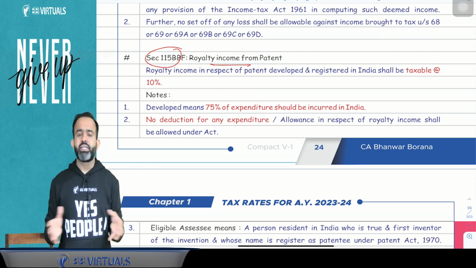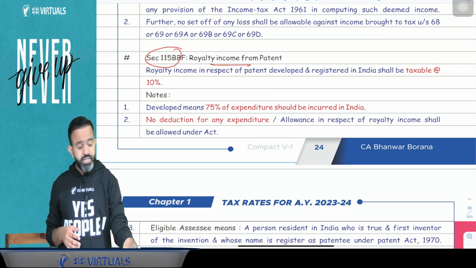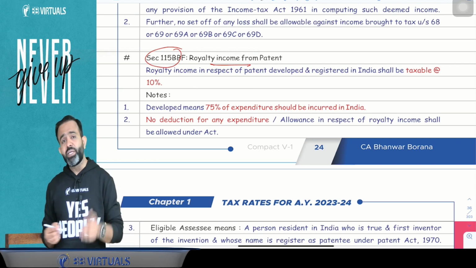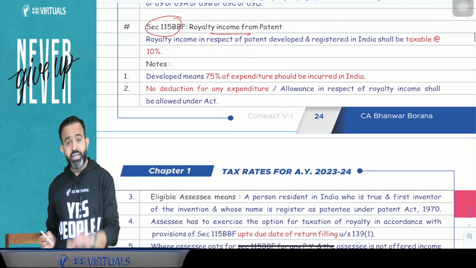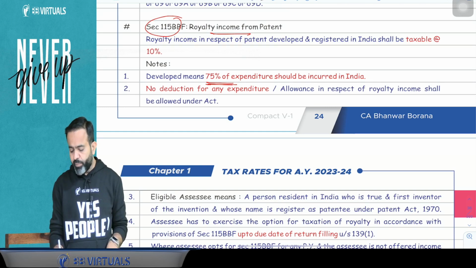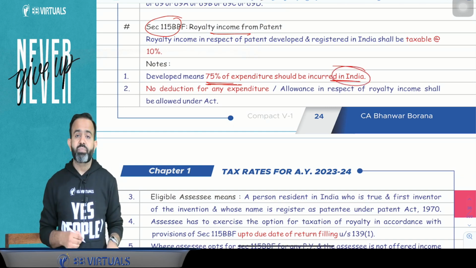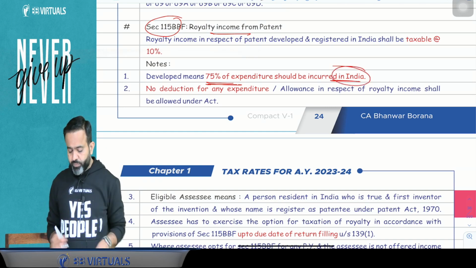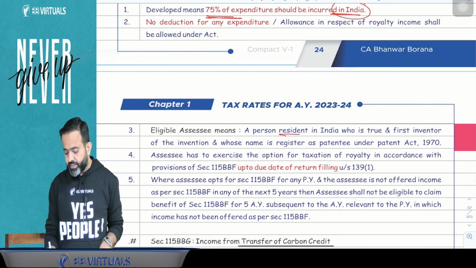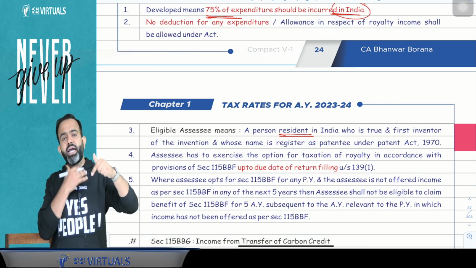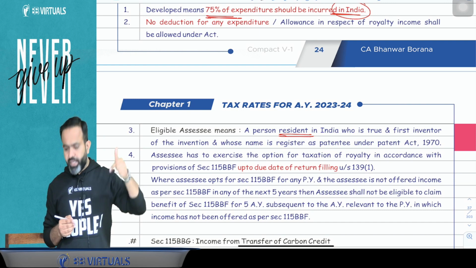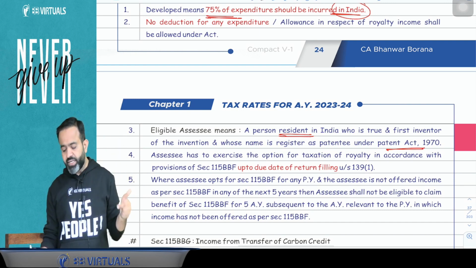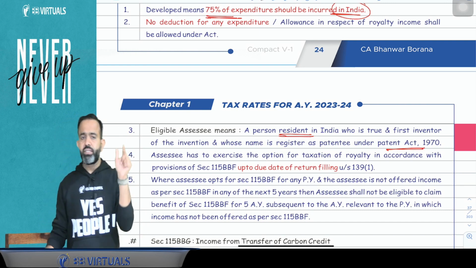But guys, there are certain conditions. The first condition is that the patent should be developed in India, and developed means that of whatever expenditure is incurred on that patent, at least 75% of the development expenditure should be incurred in India. The second condition is that the assessee should be a resident in India, and he has invented that patent in India and the patent is registered under the Patents Act 1970. Then only this section is applicable.